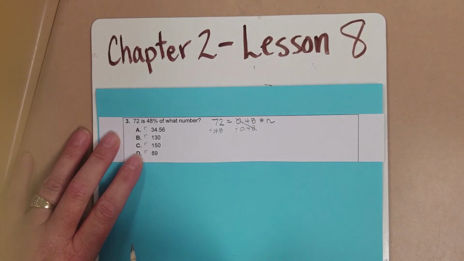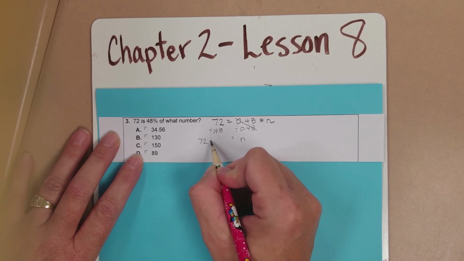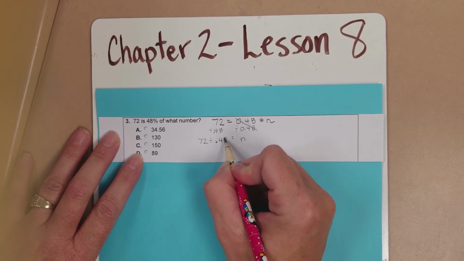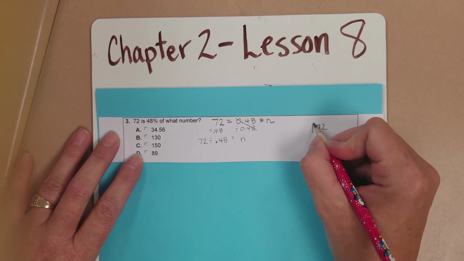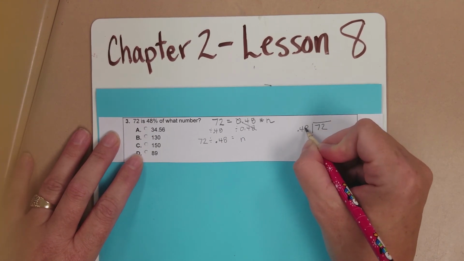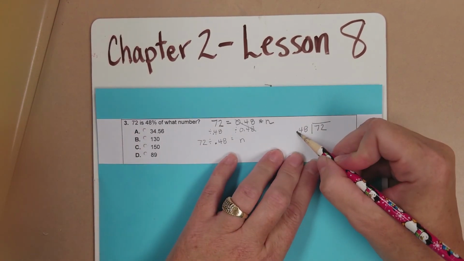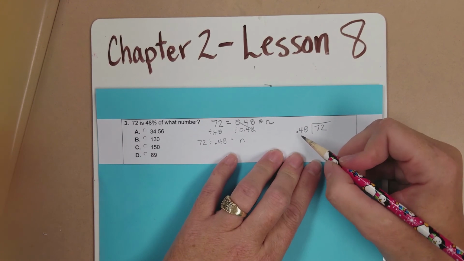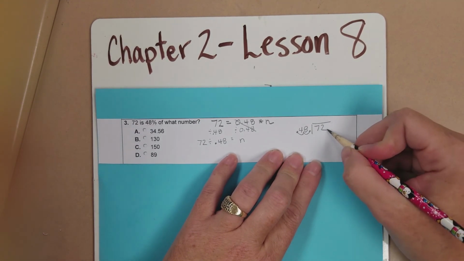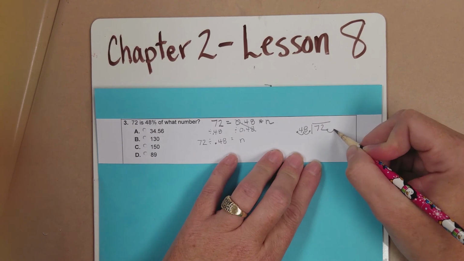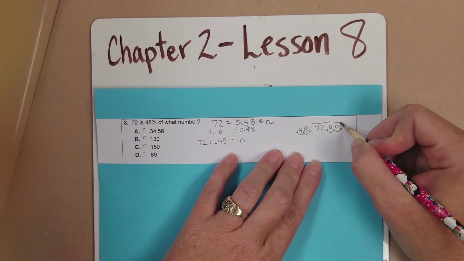So now I have N on this side. And then over here I have 72 divided by 0.48. So I can do that. 72 divided by 0.48. Now we don't like decimals in our divisor, so we move it over as many times as necessary to make it a whole number. And remember, whatever you do on the outside, you need to do on the inside. This is a whole number, so that means I have to move it over twice this way. Okay, and I'm going to put placeholders, and there's my decimal point.